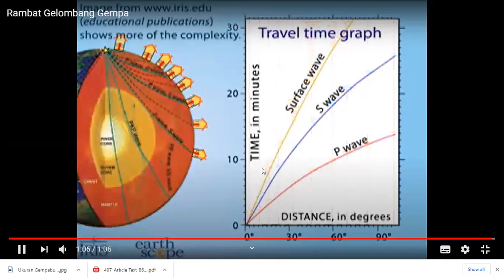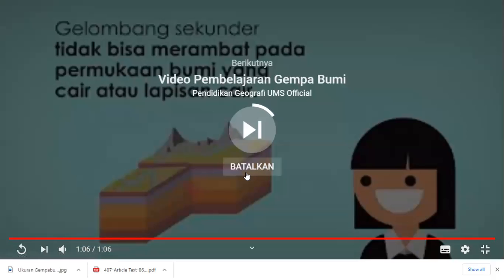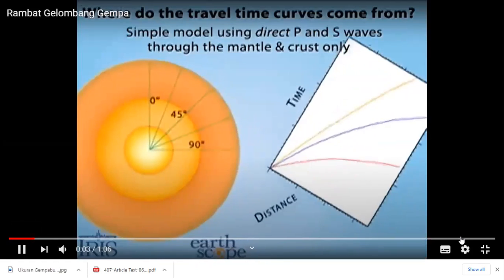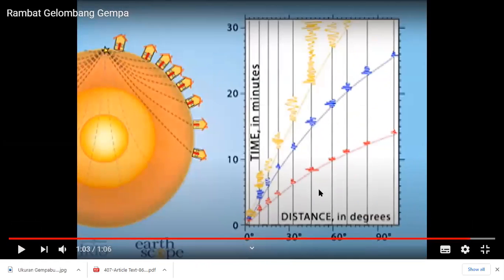This is the time difference, like this one. P, S and surface wave arrival times are used to measure the distance from the seismometer. This is the travel time. So it looks like this one. So there is a relationship like this one, if we connect each other.